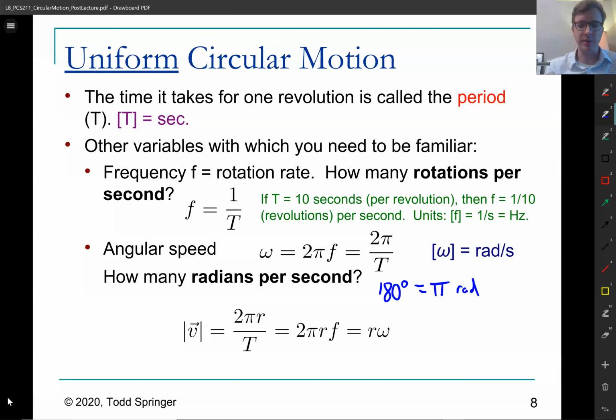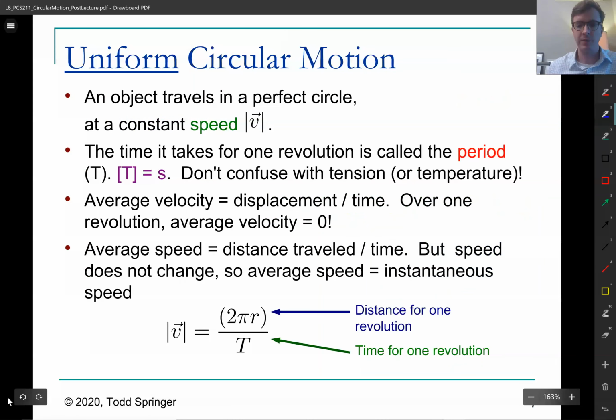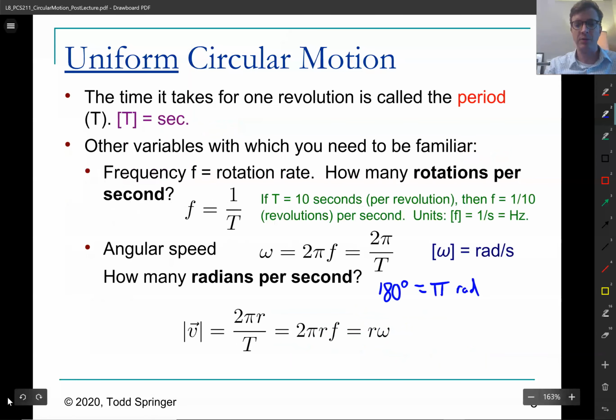You can combine all these things together. On the previous slide I had v equals 2 pi r over T. That was the distance around once divided by the time around once. Now I could replace T with 1 over f, so I can get my velocity as 2 pi r f. And then the last thing I can do is take the 2 pi and the f, which together are equal to omega. So I get v is equal to r times omega. This is actually a useful formula that we will come back to: v equals r omega.